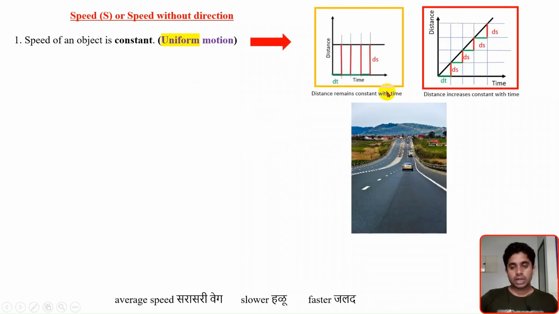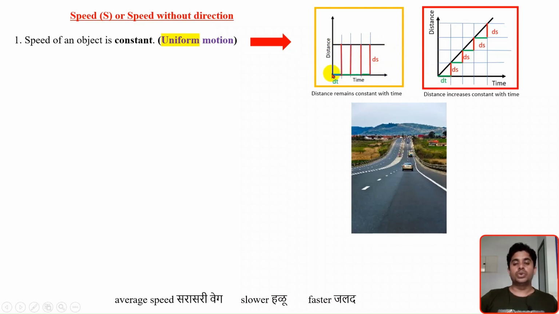We have studied these graphs in earlier videos also. This graph represents uniform motion itself. For this graph, the distance remains constant with time, and for this graph, distance increases with respect to time. But here, the increase in displacement divided by the corresponding time interval, that ratio remains constant. This graph starts from the origin, but this graph has a certain distance from the x-axis, right?